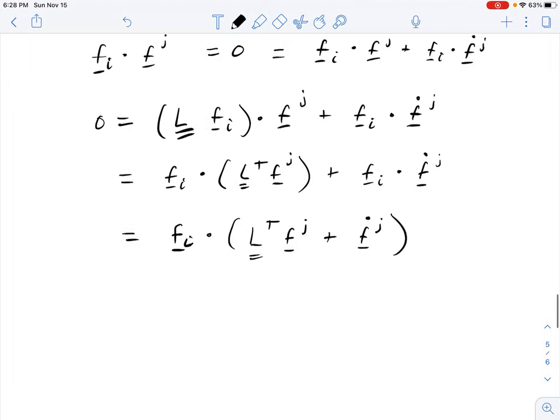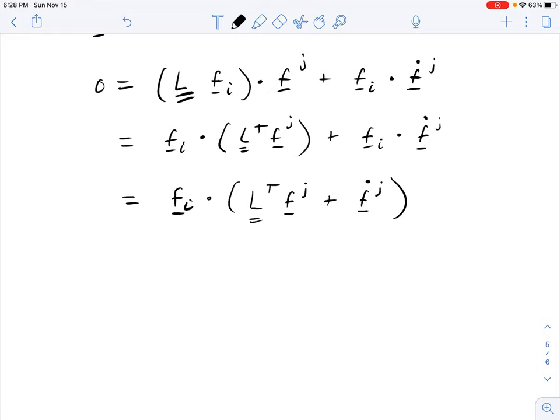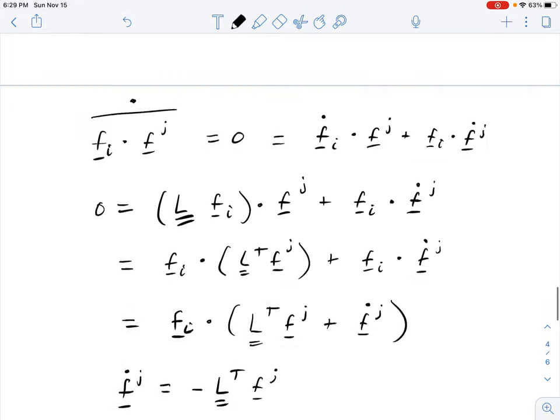And then the thing inside the parentheses there has to be equal to zero. So we have that f^j dot, the time derivative of that dual basis element, has to equal minus L transpose times f^j. So from that we see that the dual basis to a tangentially convecting basis convects as normal.